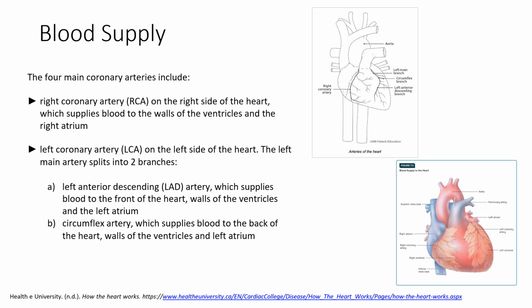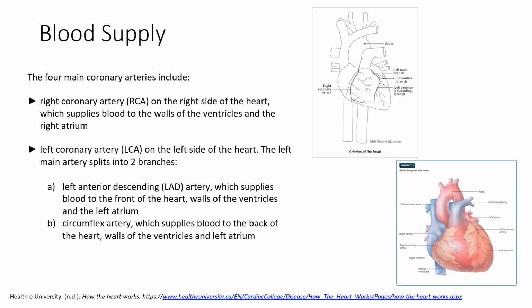And so the right coronary artery, also known as RCA, is on the right side of the heart, and this supplies blood to the walls of the ventricle and the right atrium. You just have to remember: right side, right coronary artery, and this is associated with the right atrium and the right ventricle.